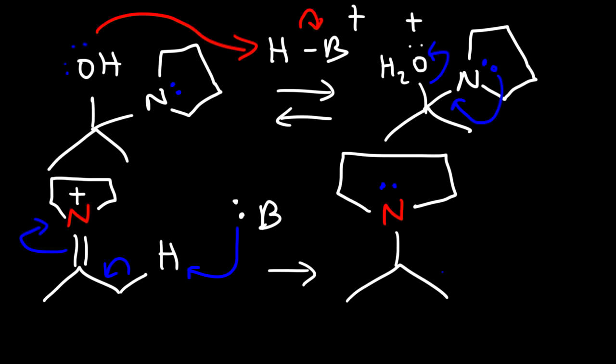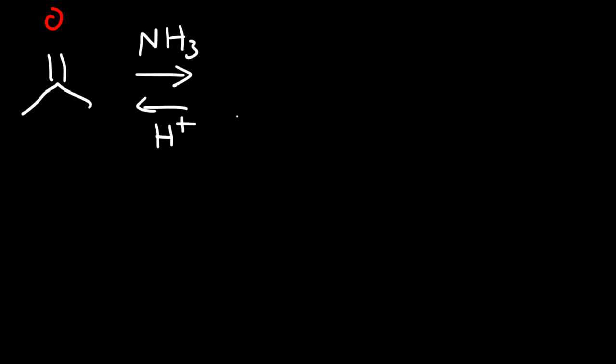Which looks like this. And so that is the mechanism for the formation of an enamine from a ketone. Next, we're going to discuss a reaction called reductive amination. And basically, it converts ketones into amines. So first, we're going to react with ammonia, and this is going to give us an imine.